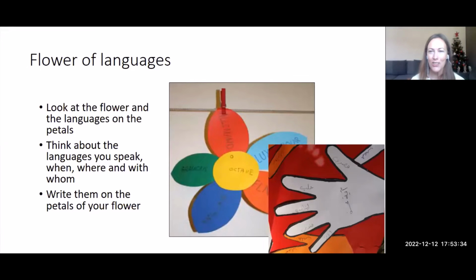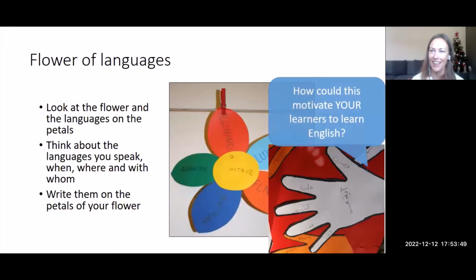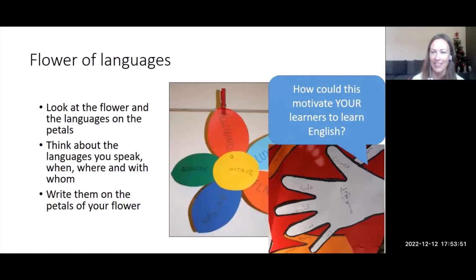Can you imagine doing this activity with your students? What would their flower or hand of languages look like? And can you imagine a classroom filled with the languages of your students, and what it might tell you about them, and what it might tell them about themselves and each other as well? I'm interested in your feedback here. Do you think this could motivate your learners and get them interested in English and other languages?